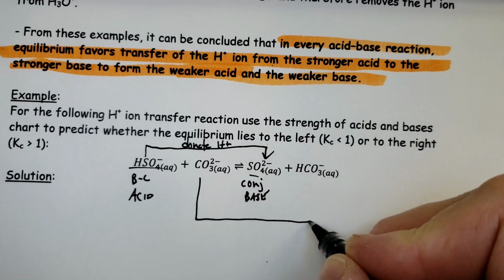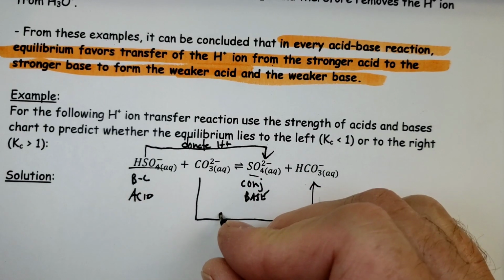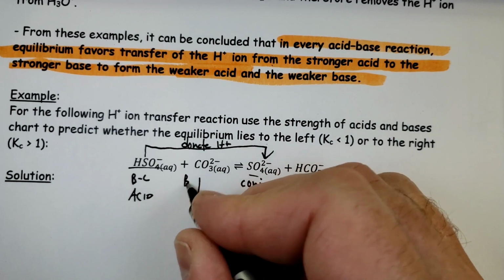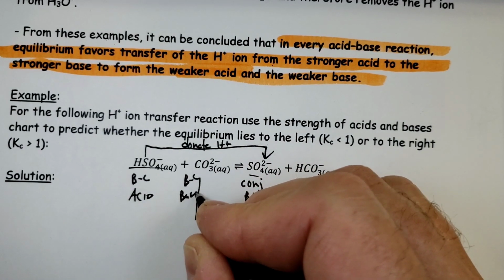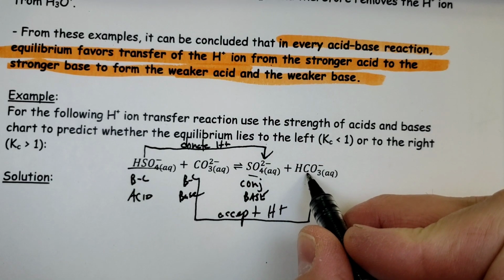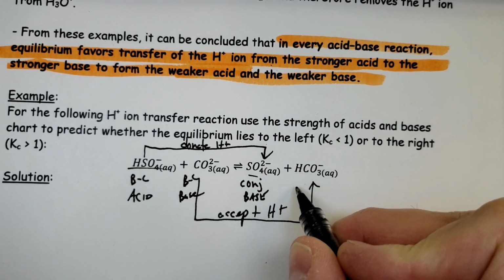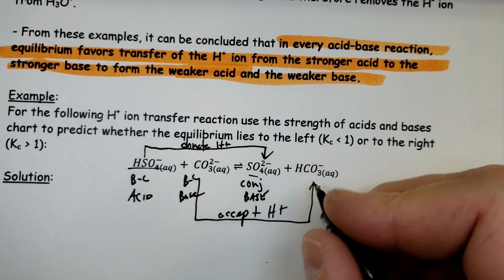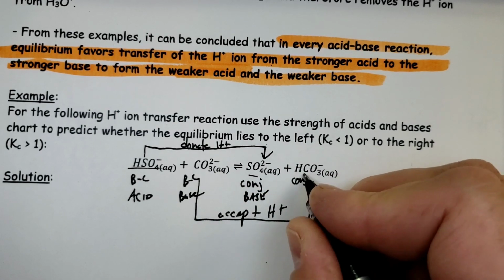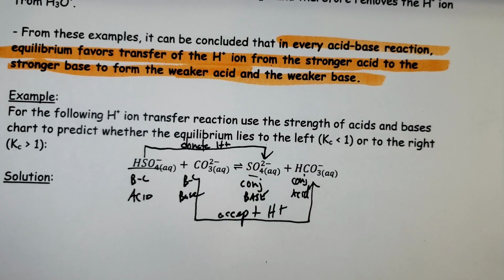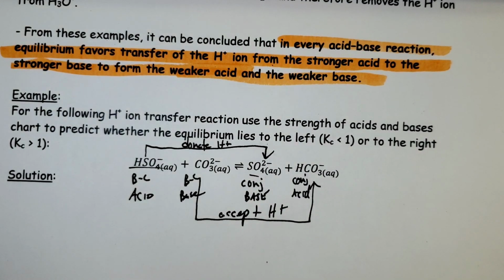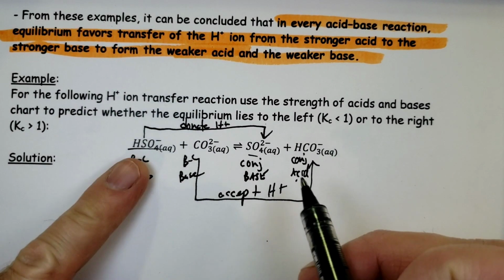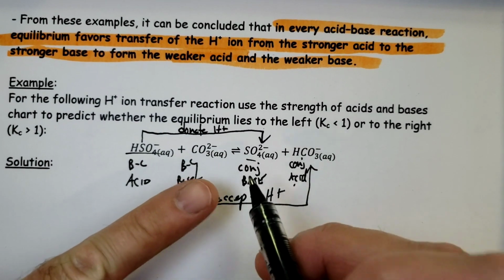And over here, CO3²⁻ to become HCO3⁻ is accepting an H. So anything that's accepting an H is a Bronsted-Lowry base. And if I was going in reverse, HCO3⁻ to become CO3²⁻ would give up an H, so that is going to be the conjugate acid. Okay, so all we have to do here is compare the acids and then the bases and see which one is stronger, this acid or this acid, and which base is stronger, this base or this base.